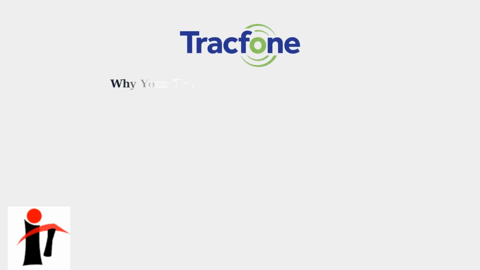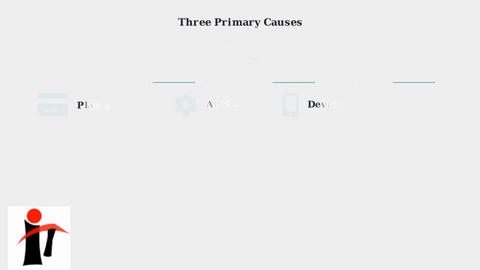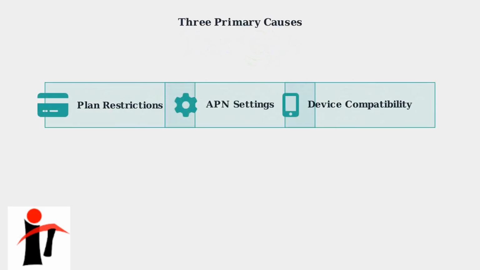TracFone Hotspot problems can be frustrating, but they usually stem from three specific causes that we can identify and understand. TracFone Hotspot issues typically fall into three categories: plan restrictions, incorrect APN settings, or device compatibility problems. Let's examine each cause in detail.